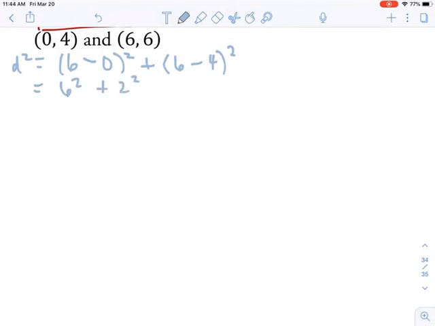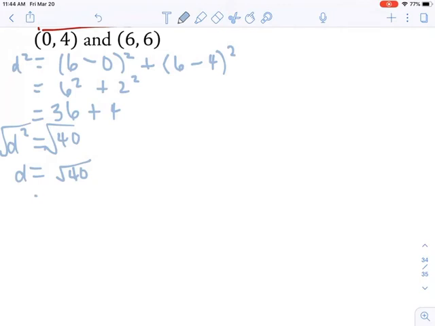Okay, so you can see there that we're getting 36 plus 4, so 40. Now you're going to notice that when we square root this, sometimes we get a square root that isn't perfect, right? 40 does not have a perfect square root. And so because of that, we're just going to simplify into lowest radical form, okay?